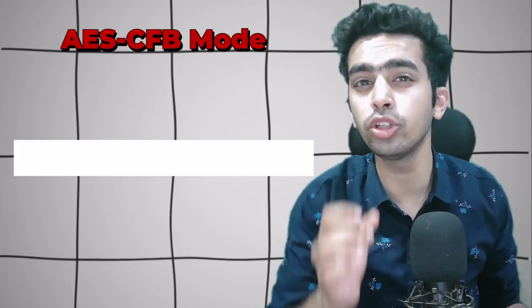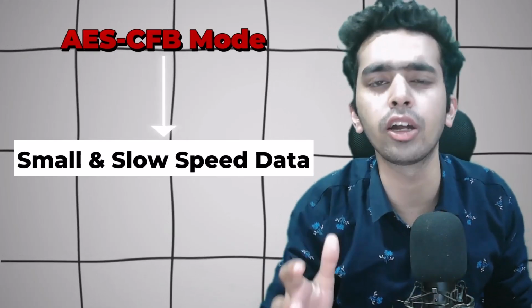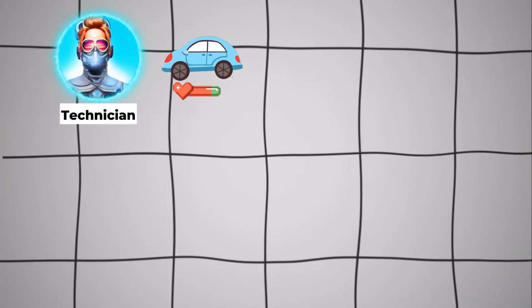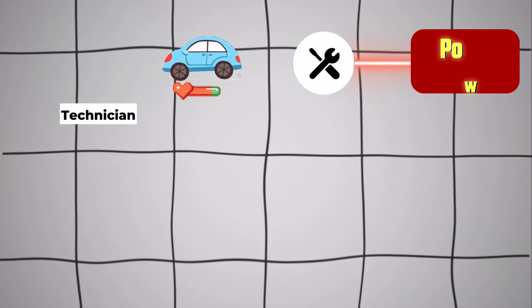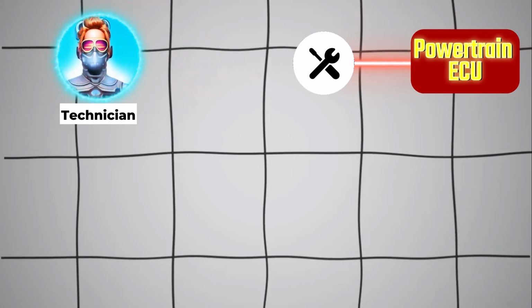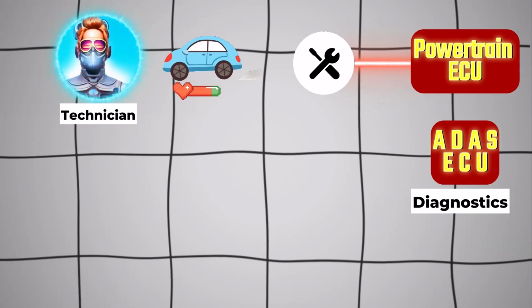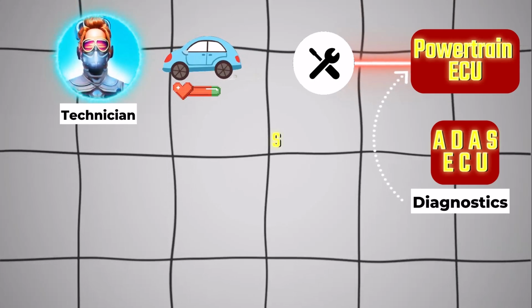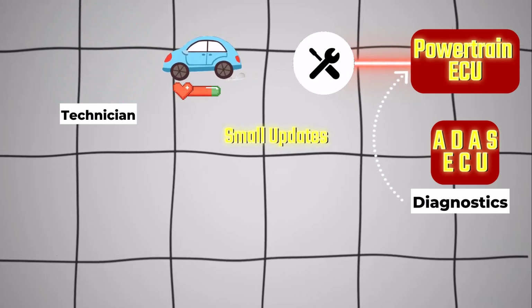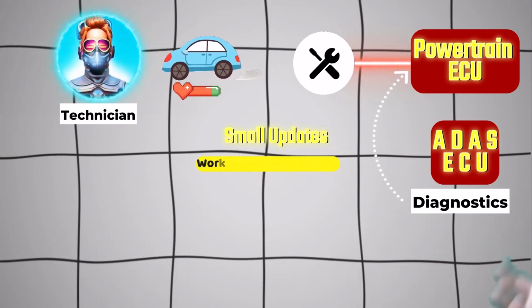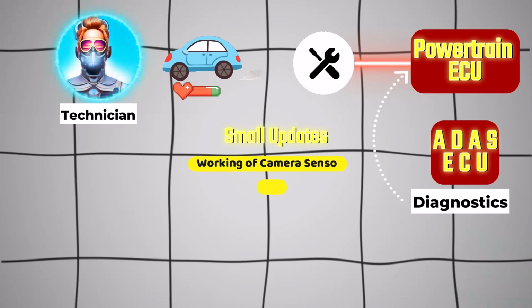And the third one is the AES-CFB mode, which is used for small and slow-speed data. Picture this: there is a technician who is checking the vehicle's health by connecting a tool to the powertrain ECU, and at the same time, the ADAS ECU is helping with the diagnostics of the powertrain ECU by sending some small updates, like whether the camera sensor is working or not, and whether the sensors are properly oriented or not.